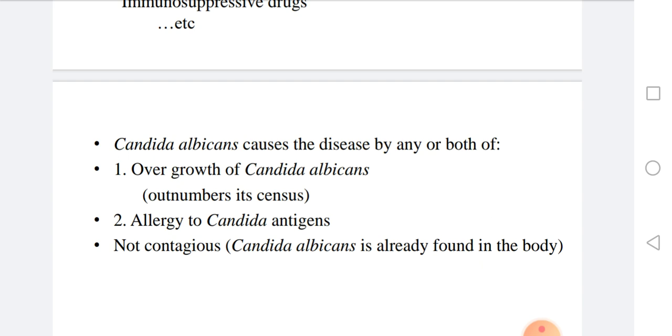I have to mention here that candidiasis is not a contagious disease. The patient cannot infect the healthy person. Why? Because every person has Candida albicans in his or her body in health and disease, because it is part of the normal microbial flora. The infection or the pathogen does not come from elsewhere.